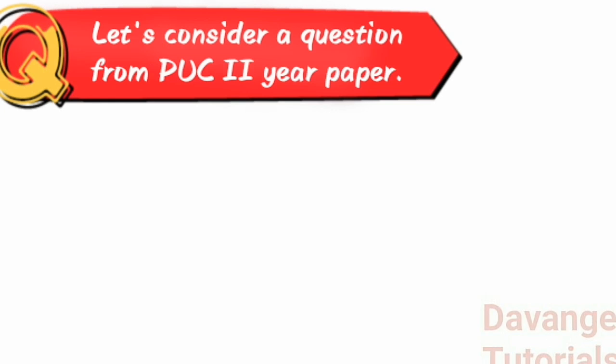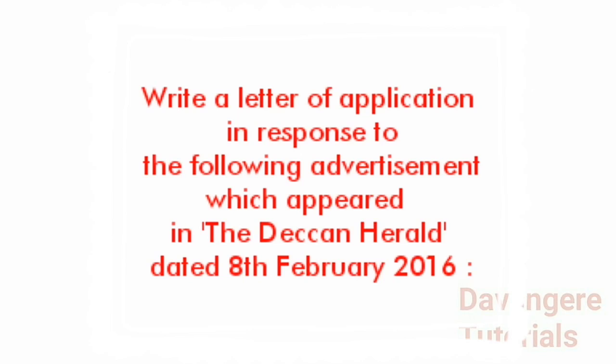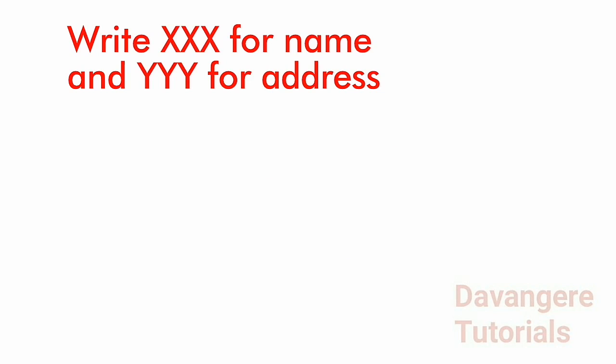Let's consider one example from a PUC paper. It appeared in April 2016. Write a letter of application in response to the following advertisement which appeared in the Deccan Herald, dated 8 February 2016. Write XXX for your name and YYY for your address. Let's see more.